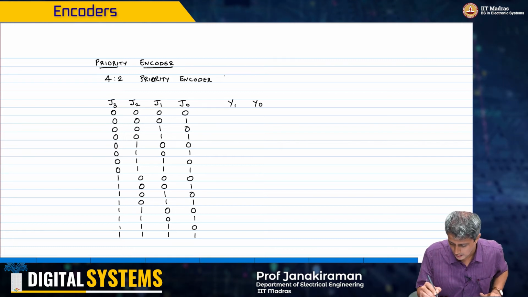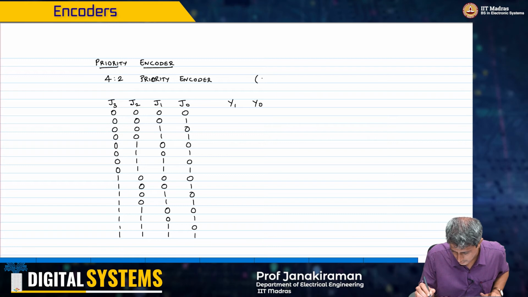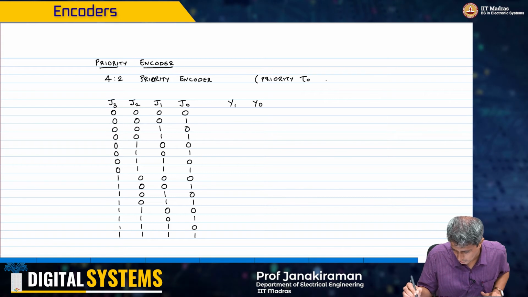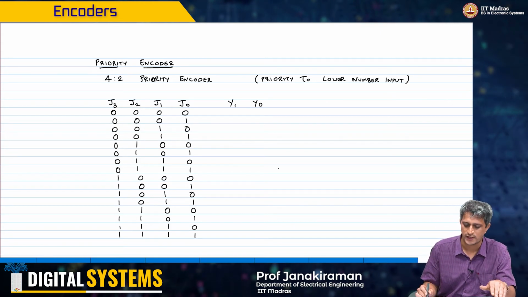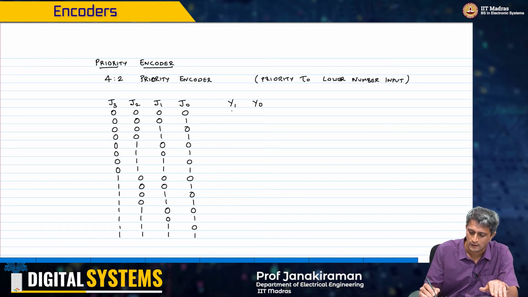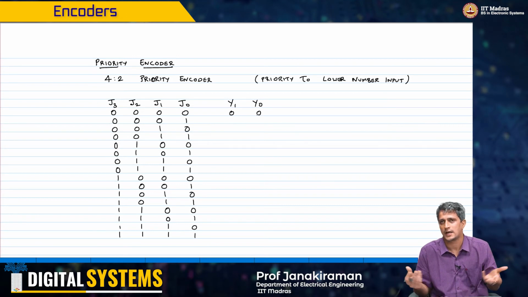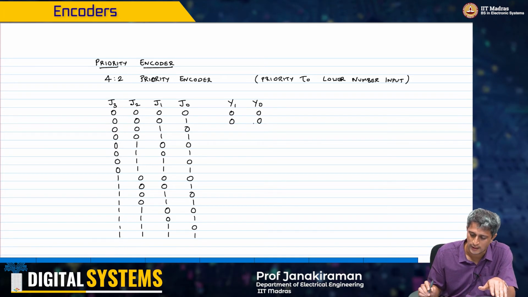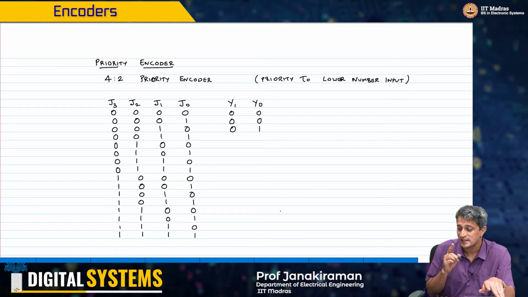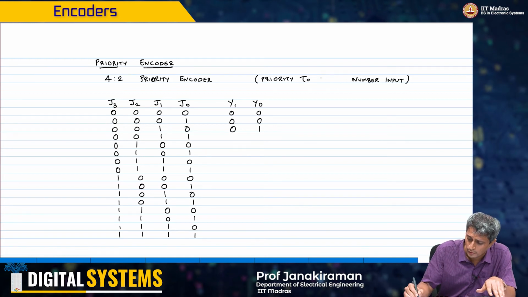So we are going to say priority to lower number input. Okay, so if it is all zeros, then I'm going to say the output is 0 0, because I can't differentiate between all zeros and J0 alone going high. So I'm going to say this is what I want. Okay, when J1 goes high, yes, this is what I want. Now there is a clash between, or I will say lower to higher.